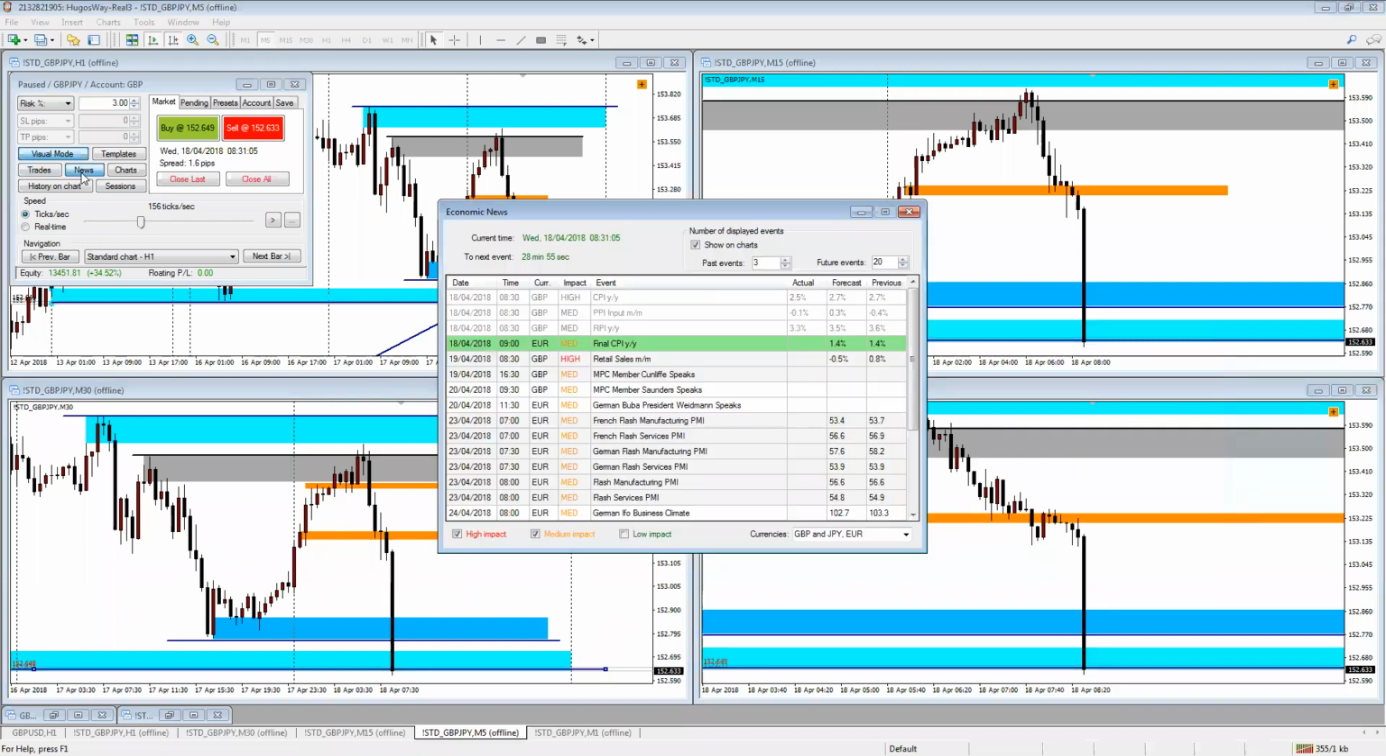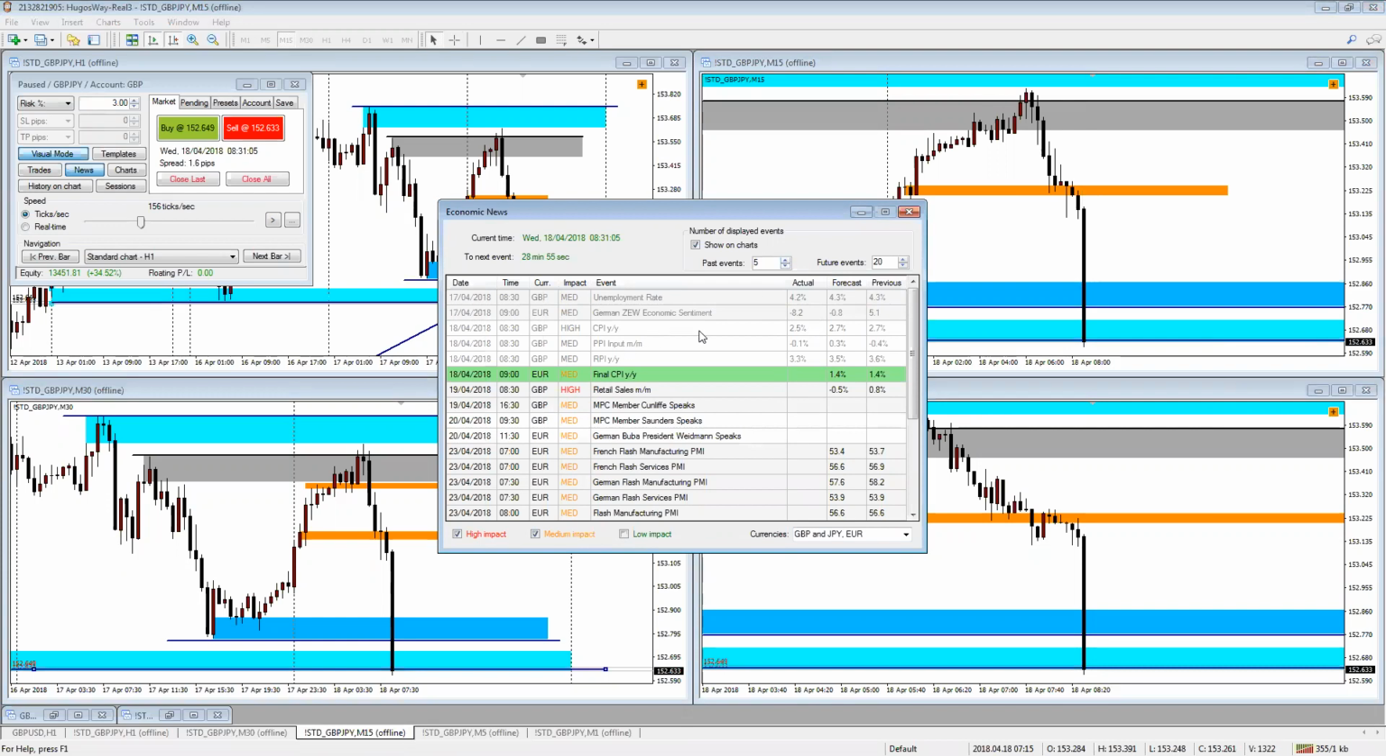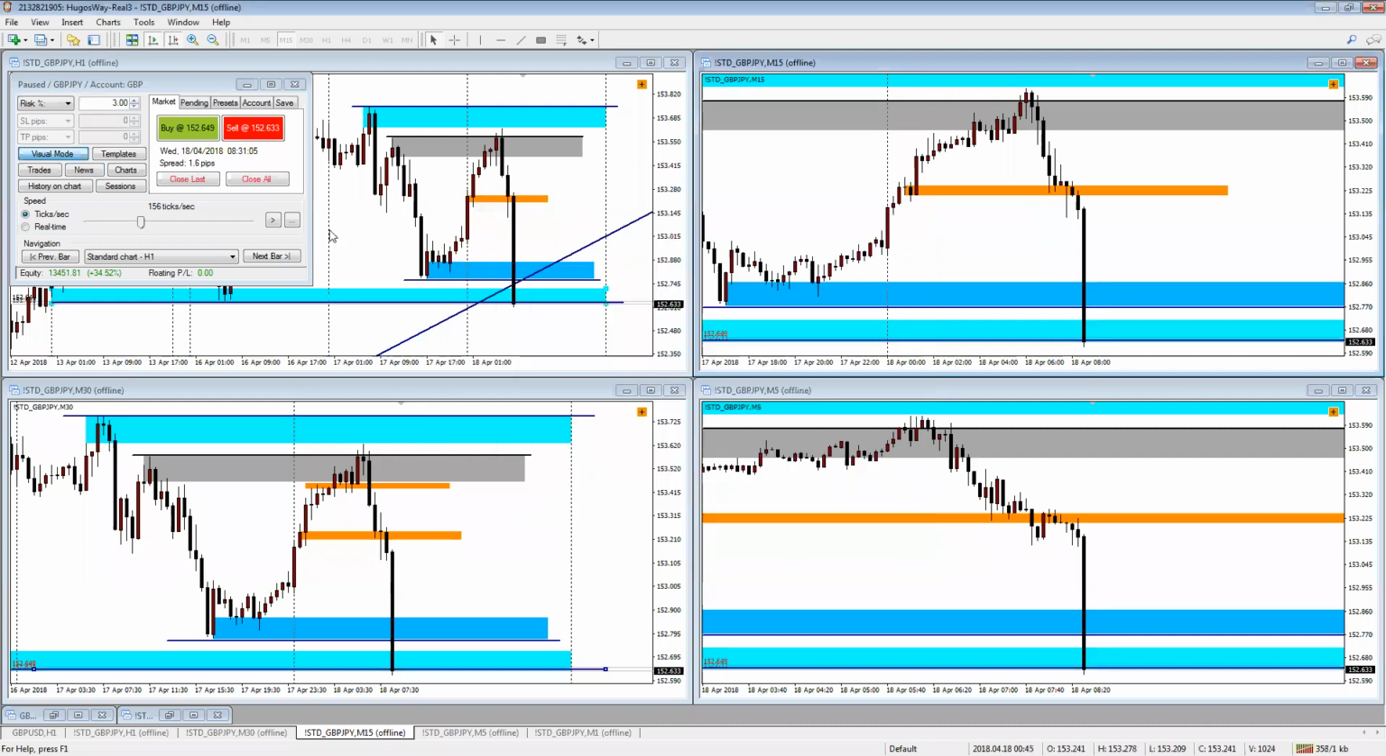Was that what happened? News? What time is it? 18th and 8:30. Oh, CPI. Let's go, CPI. Previous 2.7, forecast 2.7, actual is 2.5, lower than expectation. Is there anything else? No, and also we have Euro CPI as well in 30 minutes. So if Euro is positive, then we might continue to drop.